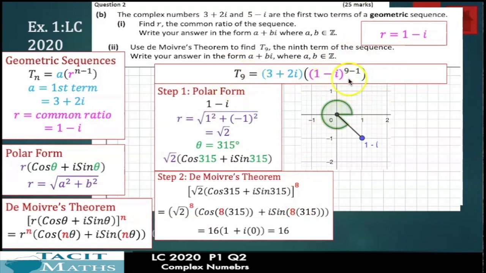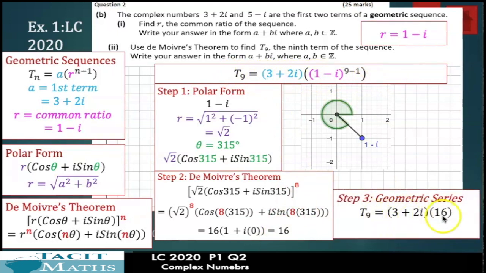So what were we looking for at the very start? We were looking for T9. All of this simplifies down to just 16. So to find T9, it's just 3 plus 2i times 16. Multiply it out, and what that says is in this geometric sequence of complex numbers, the 9th term is 48 plus 32i.